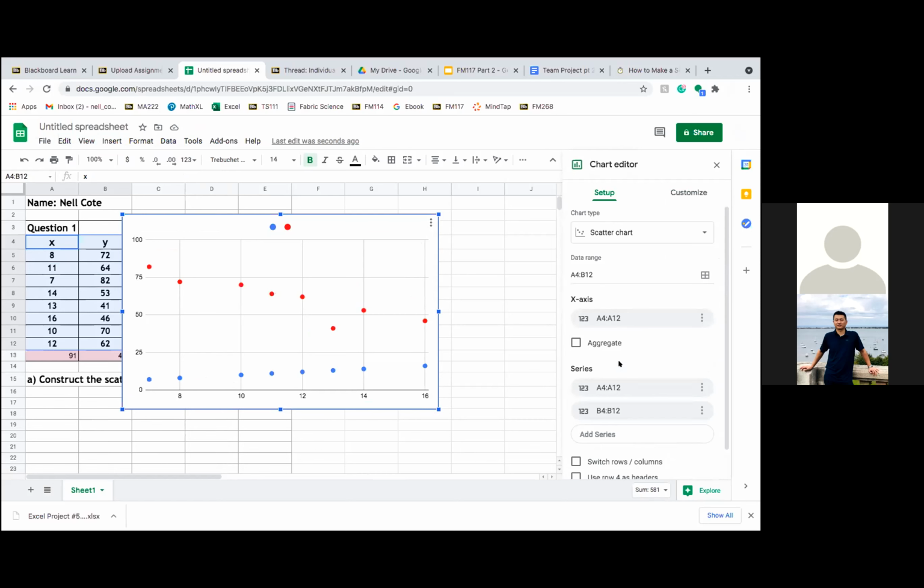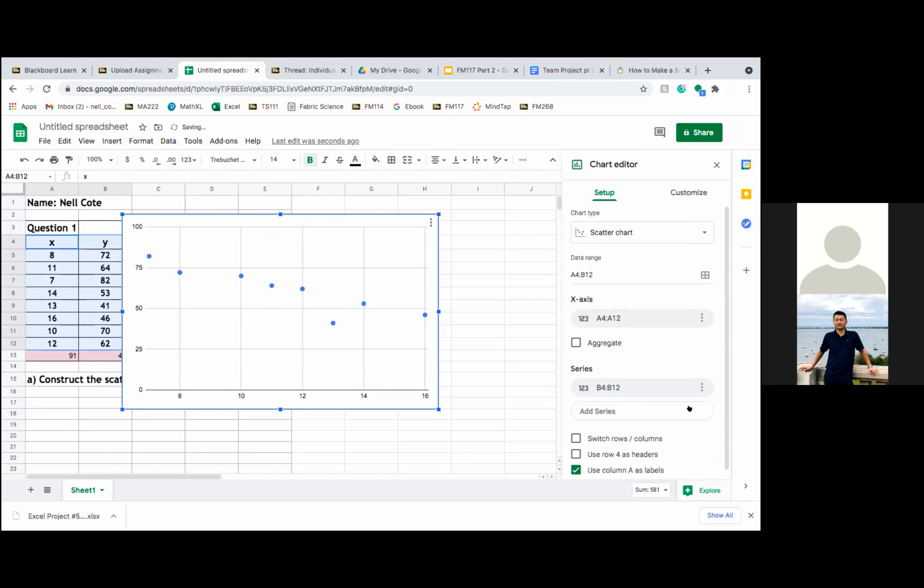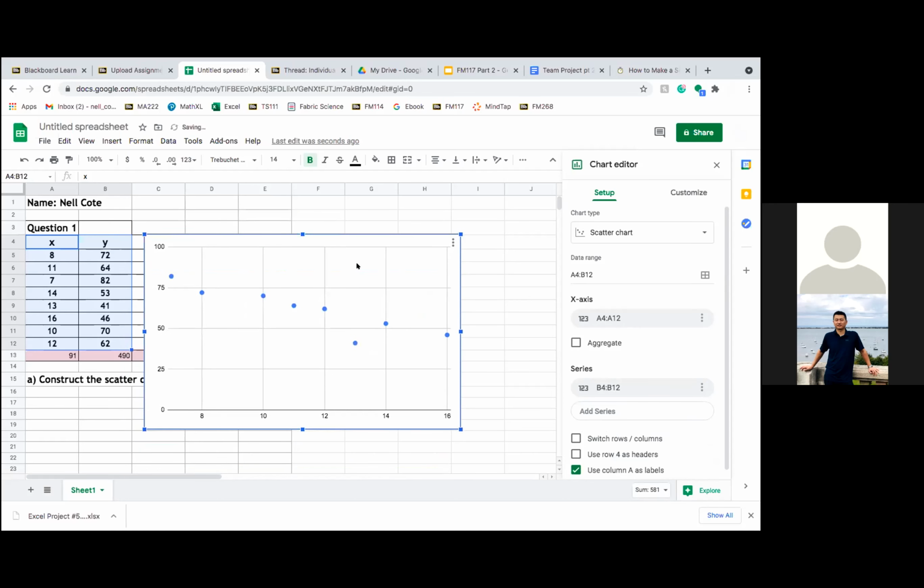Why is there blue and then red? We still have to modify something here. Once you put this in, delete the other one under series, the option A4 to A12. No, not that. Yeah, exactly. Remove. Good. Here we go. Now that's your scatter plot. This is perfect.